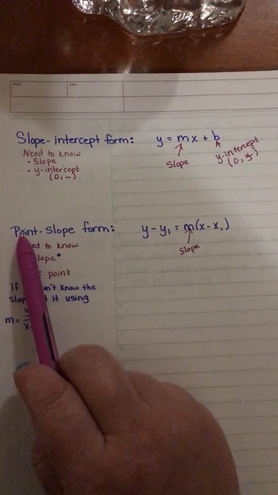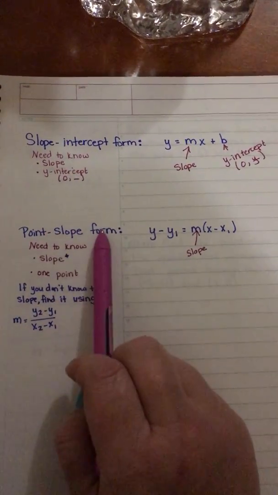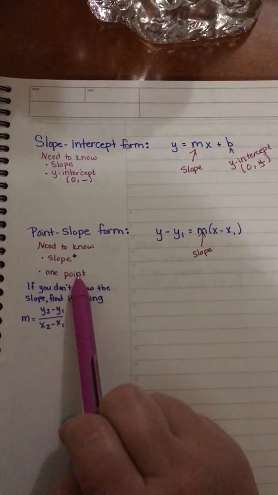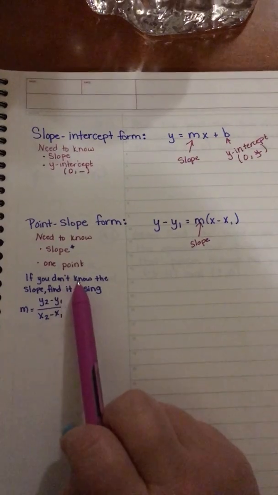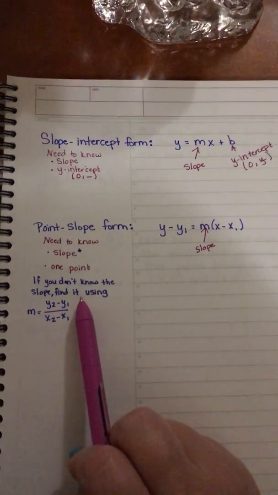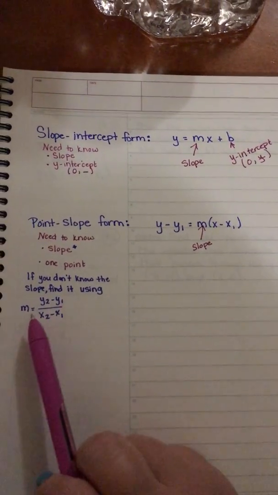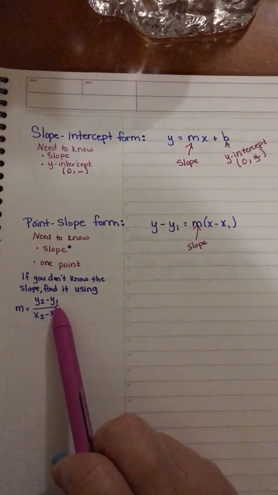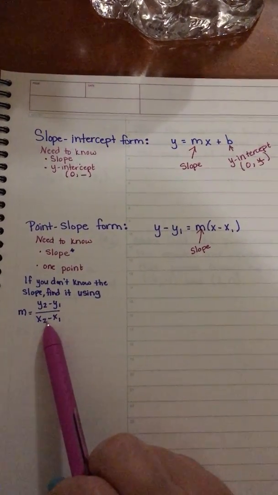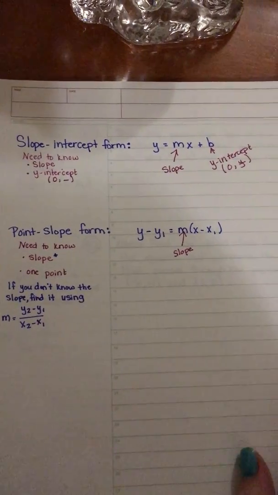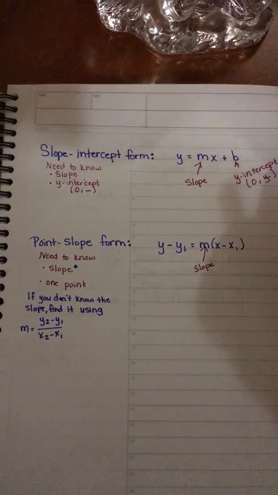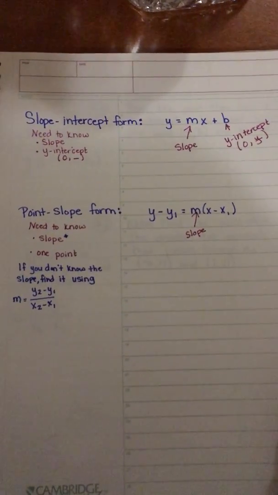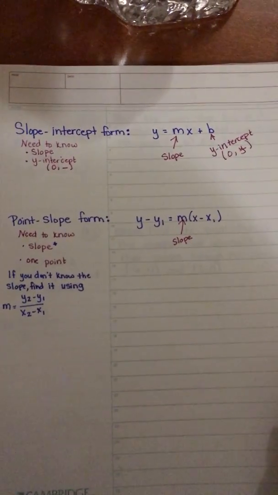In order to find an equation in point-slope form, you need to know the slope and you need to know one point. If you don't know the slope, you need to find the slope using the equation m = (y2 - y1) / (x2 - x1). As we turn to the next page, I will show you two problems that you asked me to solve using these formulas.